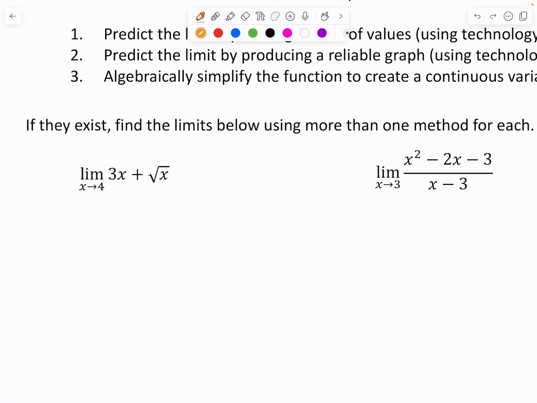In this first case, we have a function 3x plus square root of x. 3x is a continuous function no matter what x is. The graph of it is just a line. Square root of x is continuous if x is bigger than or equal to 0. So overall, this function will be continuous for all x bigger than or equal to 0. Well, 4 falls within this window. So in other words, we can find this limit by simply evaluating the function at x equals 4. Plug 4 in. We get 3 times 4 plus the square root of 4. That gives us 12 plus 2, which gives us a limit of 14.